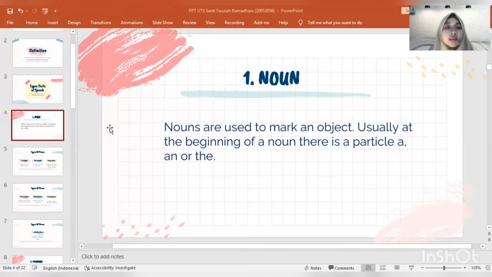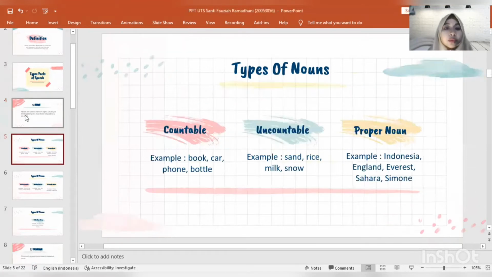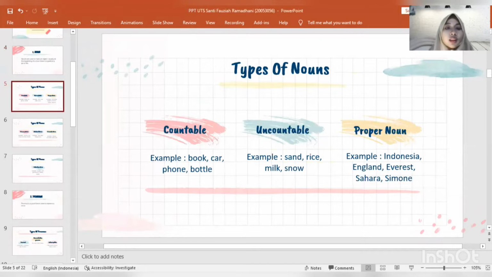The next slide is the types of nouns. The first is countable noun, uncountable noun, and proper noun. Countable noun is a noun that can be counted. For example, book, car, phone, bottle, and many more.